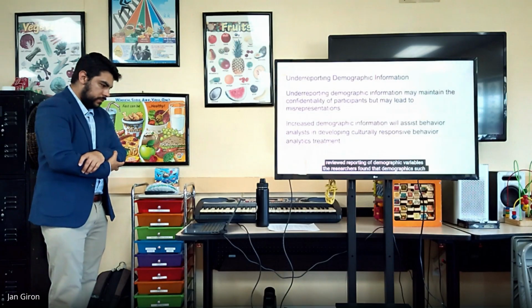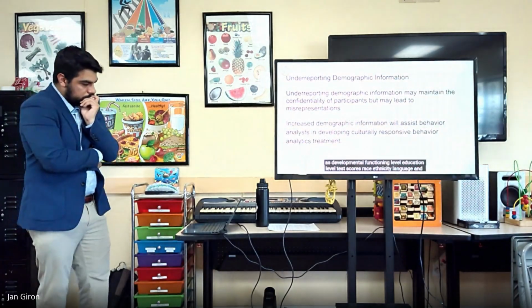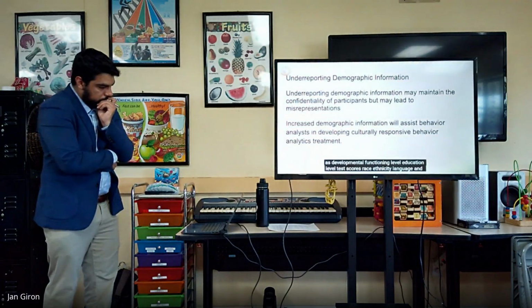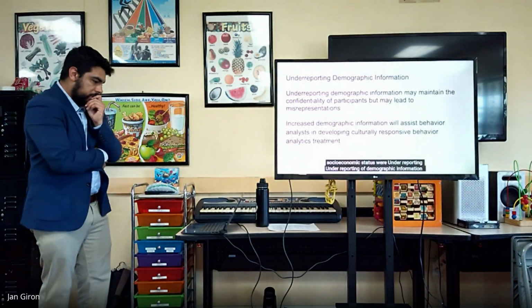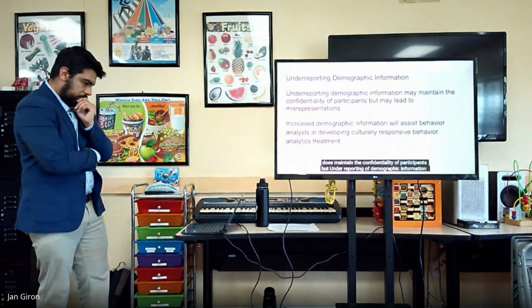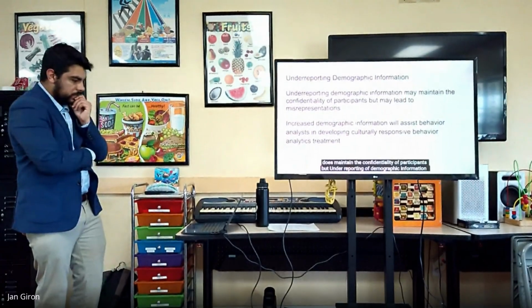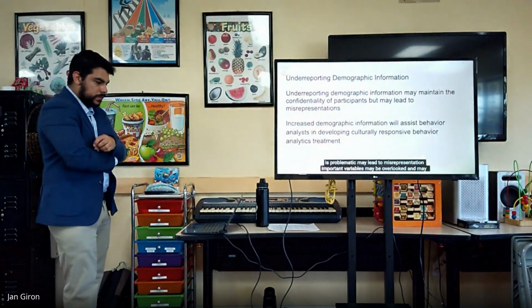In 2020, an article in the Journal of Applied Behavior Analysis reviewed reporting of demographic variables. The researchers found that demographics such as developmental function level, education level, test scores, race, ethnicity, language, and socioeconomic status were underreported. Underreporting of demographic information does maintain the confidentiality of participants, but underreporting of demographic information is problematic, may lead to misrepresentation, important variables may be overlooked, and may hinder adherence to our code of ethics.